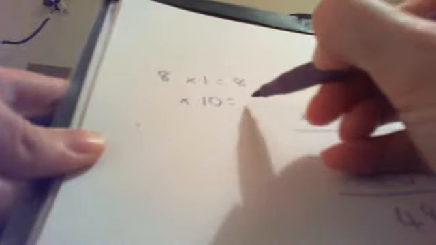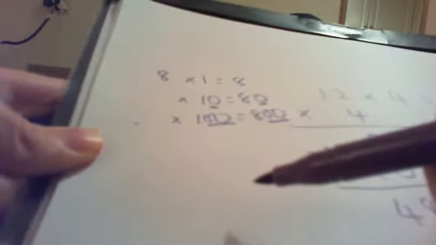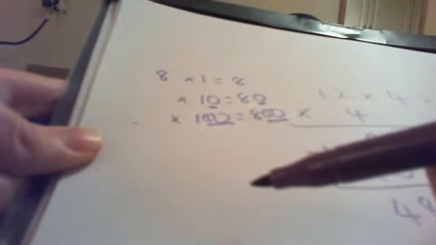If I had 8 times 1, that gives me 8. But if I times that by 10, it's 80. If I times that by 100, it's 800, and so on and so forth. You can see the relationship with the numbers there. They're shifting over.